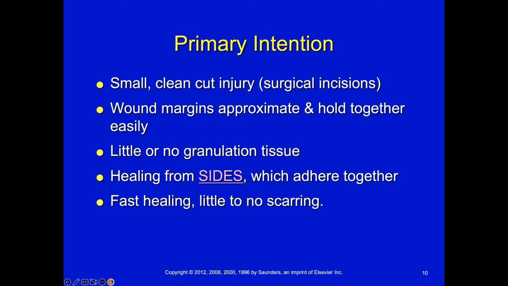So in terms of the healing process itself, we have two main methods. We'll start with healing via primary intention. This occurs mainly with small, clean-cut injuries. So think of surgical incisions or even a paper cut on your finger. Here, the wound margins are actually able to come together and they are touching each other and can hold each other so that it doesn't move apart.